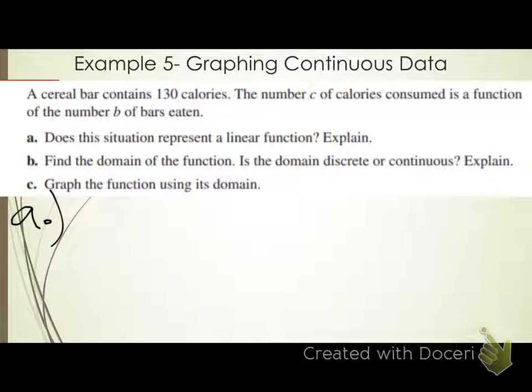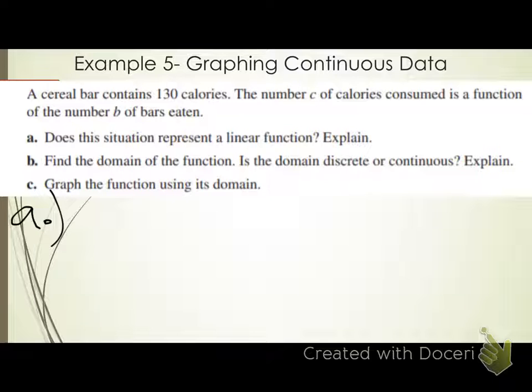Linear or nonlinear? Think about how we tell if something's linear or nonlinear. The constant rate of change. Okay, what'd you say? I said constant rate of change. What about a constant rate of change? It's going to be nonlinear because it's not going to have a constant rate of change. Are you sure? Because it's like a cereal bar, you can eat a quarter of a cereal bar. We're not talking about discrete or continuous yet. I know, but how much you eat depends on you.